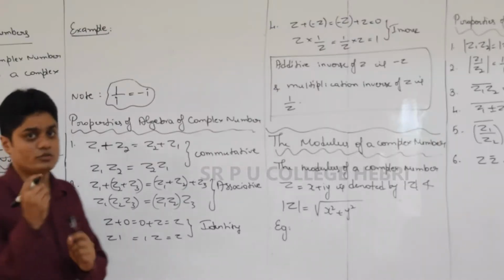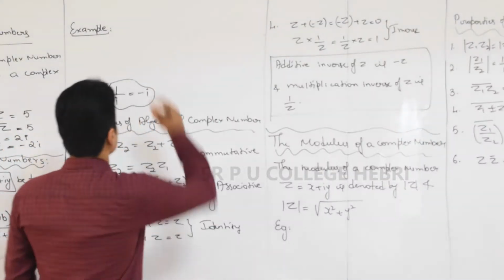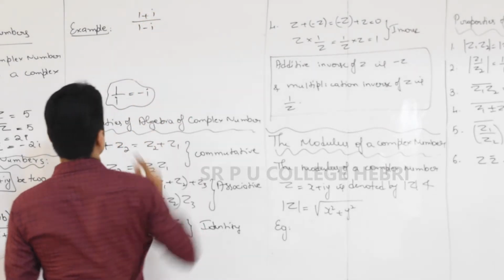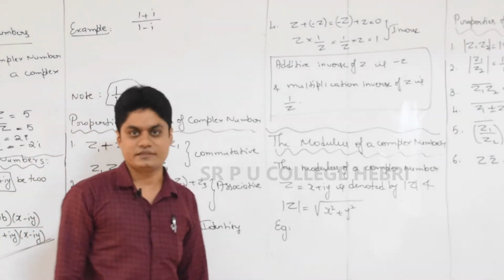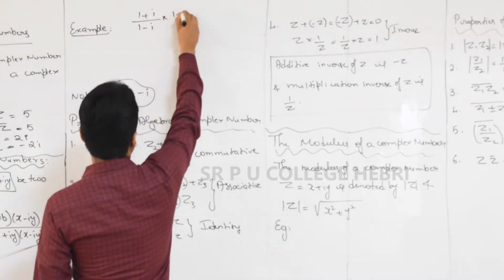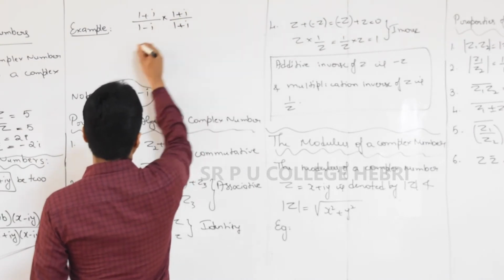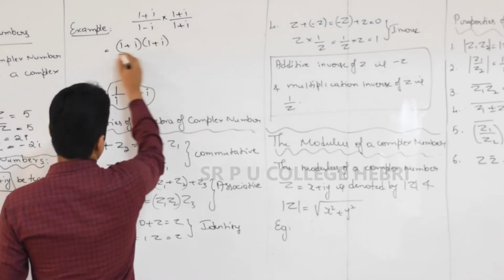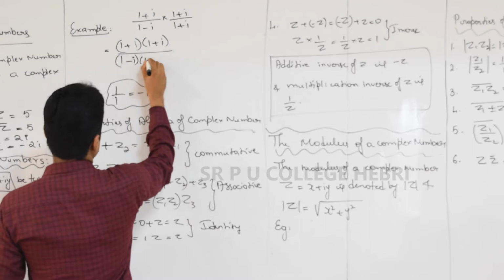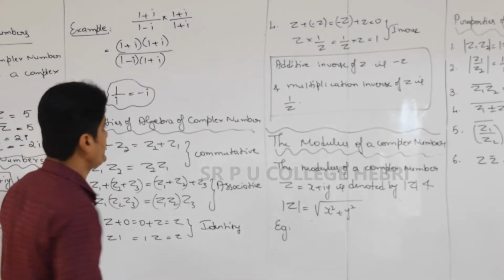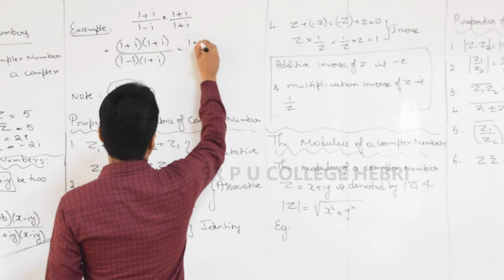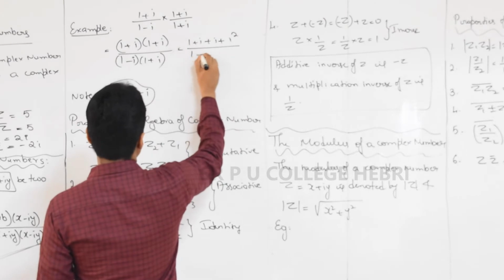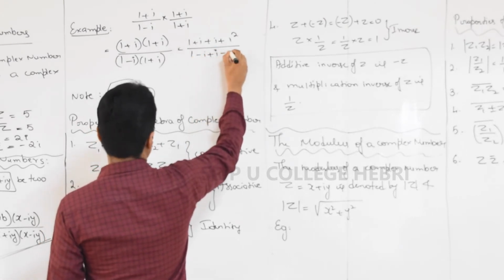As I told, I will take one example to explain the division again. See, for example, 1 plus i by 1 minus i. Suppose you want to divide 1 plus i by 1 minus i. According to the definition, what should we do? Multiply and divide by the conjugate of the denominator, which is 1 plus i. So it is 1 plus i into 1 plus i divided by 1 minus i into 1 plus i. Correct? The numerator multiplication is already explained: 1 plus i plus i plus i square, divided by 1 minus i plus i minus i square.